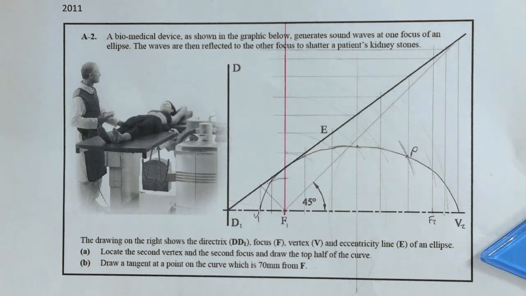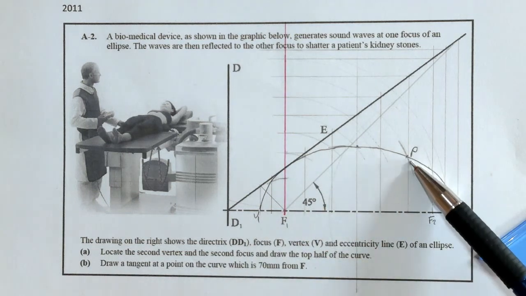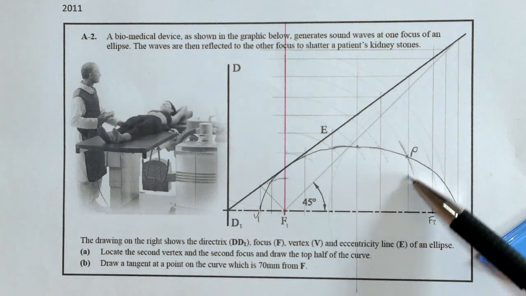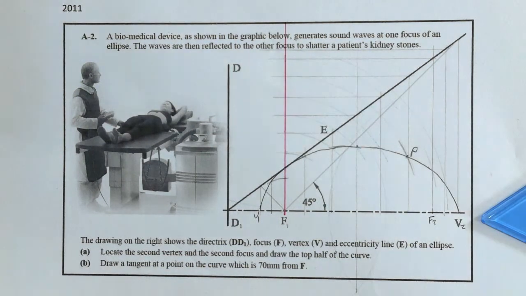There are two ways which you can draw a tangent. You will be familiar with one method from junior cert, where you join P to both focal points, you bisect the angle to get your normal, and as you know, your tangent is perpendicular to that normal.